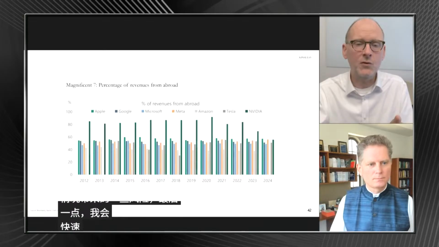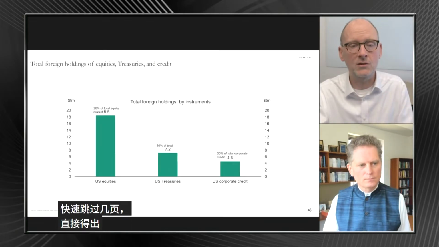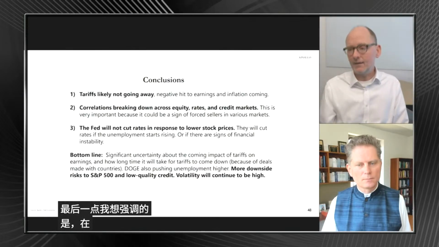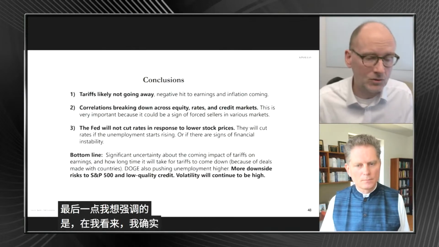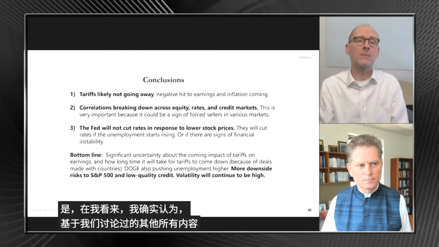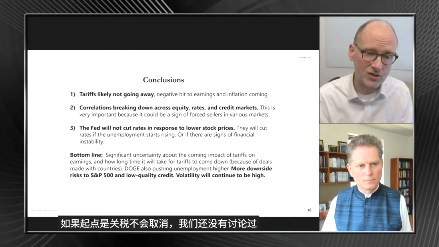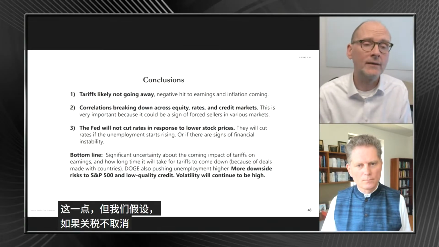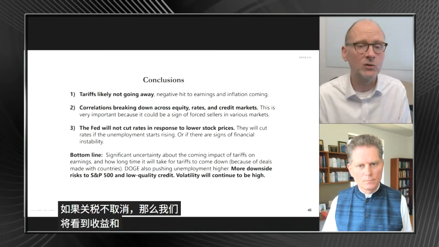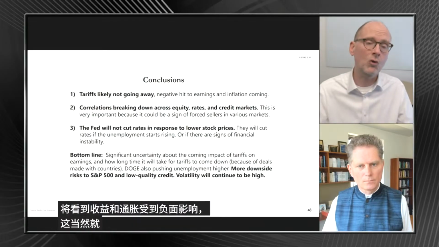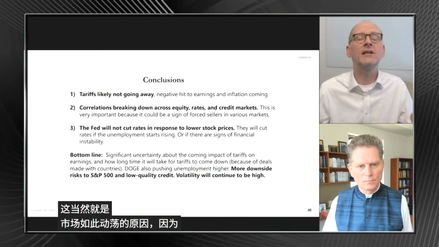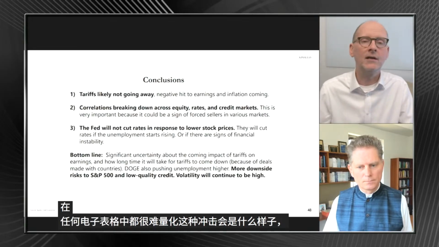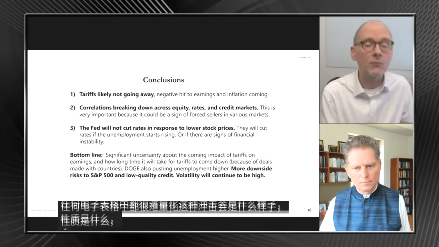And the last point, I'll just skip a few pages quickly forward here and just get to the conclusion. But the last point I just want to highlight is that in my view, and I do think based on everything else we've talked about, if the starting point is that tariffs are not going away, and we've not talked about that, but let's just assume that it's not going away, then we will see a negative hit to earnings and inflation coming. And that's, of course, why markets are so turbulent, because it's extremely difficult to quantify in any spreadsheet what that hit will look like and what the nature is and how long time it will last.